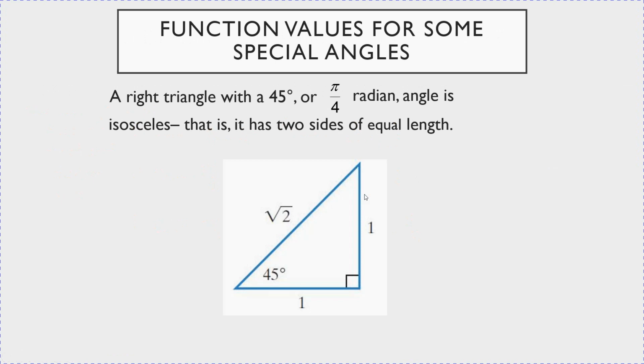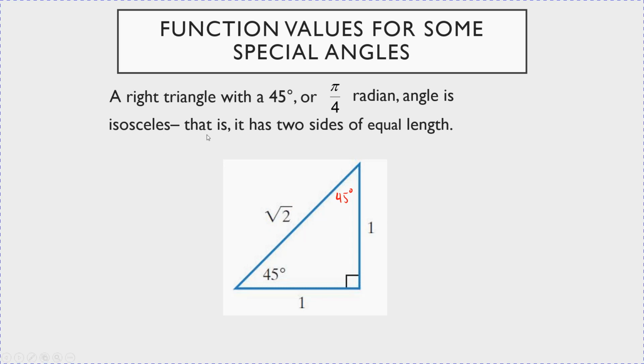So I want to talk about function values for some special angles here, so for some special triangles that come up quite often. So a right triangle with a 45-degree or pi over 4 radian angle is an isosceles. That means it has two sides of equal length. So when you want to set this up, if you just know the angle, look what this means, right? One side you could say is equal to 1. The two sides have to be equal length. And then using the Pythagorean theorem, if the sides are length 1, that means the hypotenuse has to be the square root of 2.